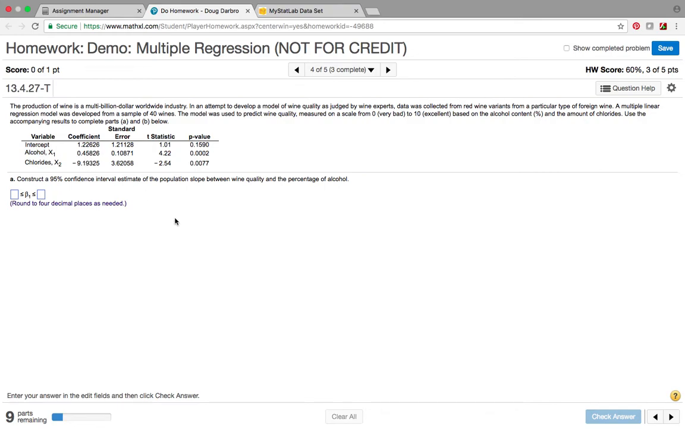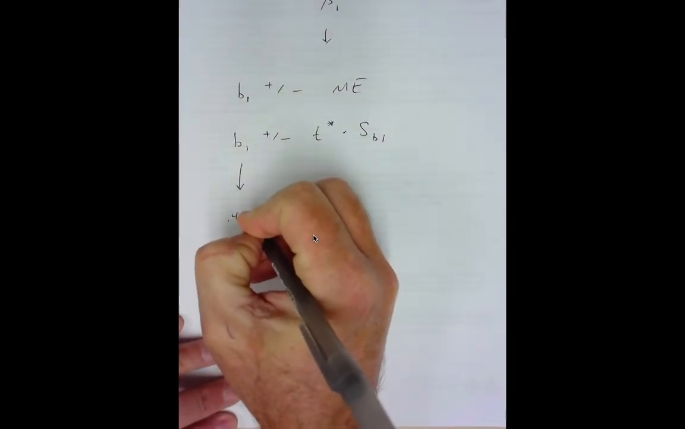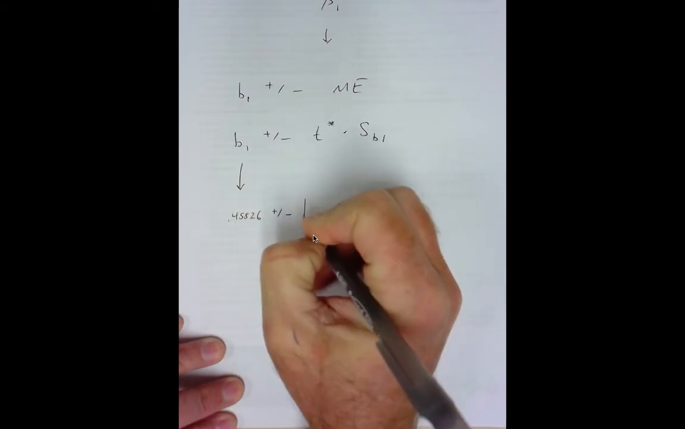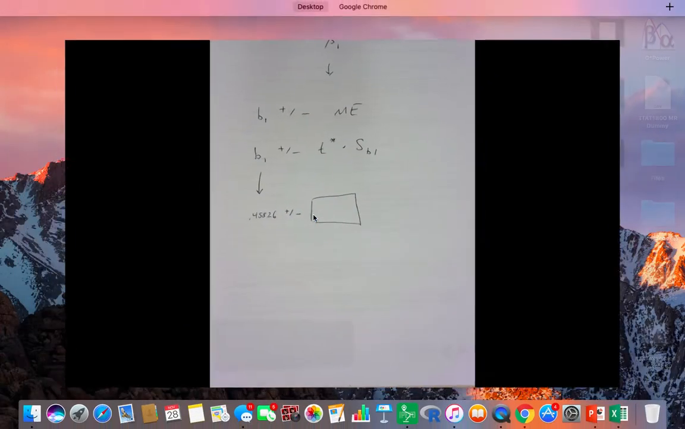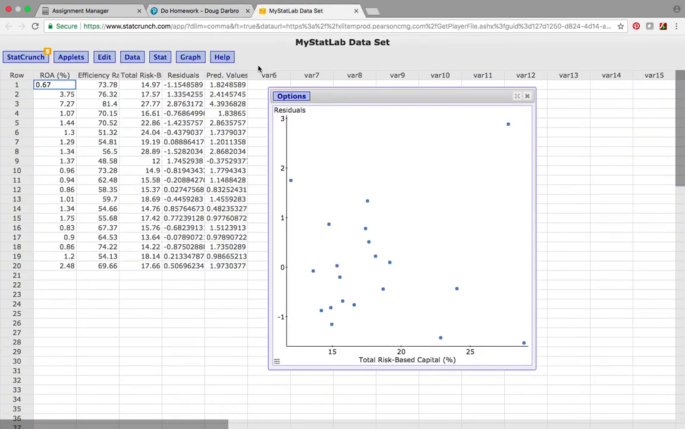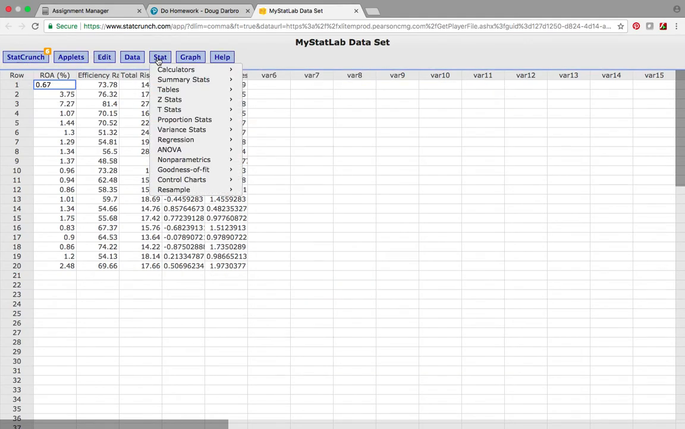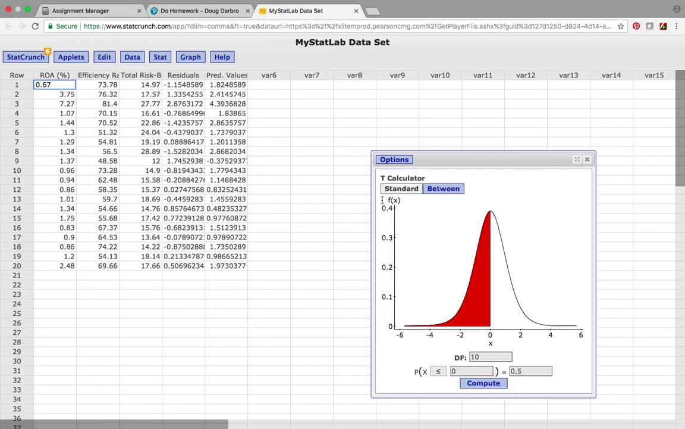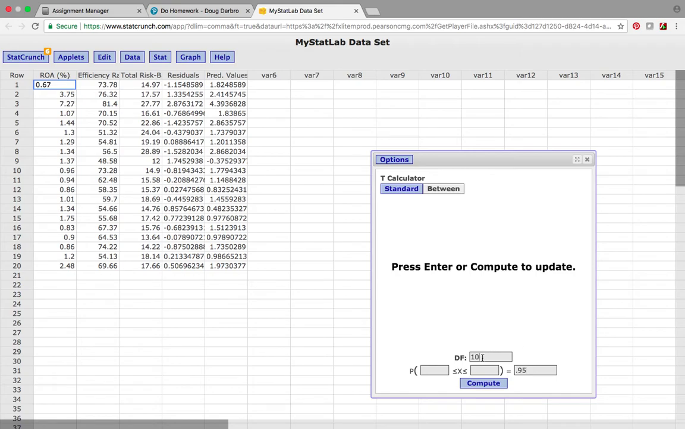So the coefficient is 0.45826. The standard error is given in the output. It is 0.10871. So what we have to do, remember we're doing a 95% confidence interval, is find the T critical. So guys, statistics, calculator, T. We want between, we want 0.95 there. And we have to come up with our degrees of freedom.